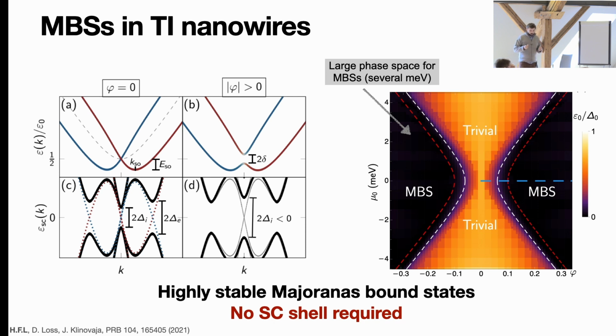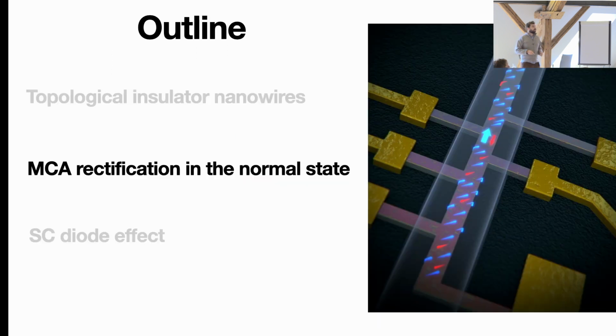And the main thing that motivated looking at these non-reciprocal transport effects is showing that the ingredients you expect for this proposal to get Majorana bound states are actually there in the nanowires to start with. So that was the motivation for looking into this magnetochiral anisotropy rectification, which is this normal state rectification, where the resistance for current flowing in one direction is different from the resistance for current flowing in the other direction.